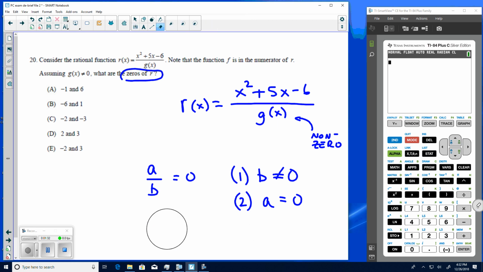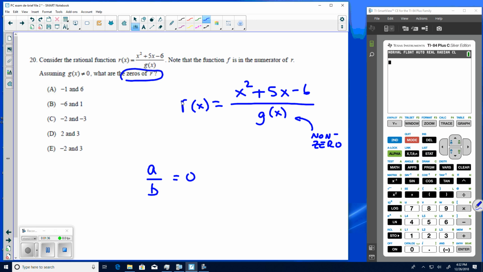So sure enough, once you understand how fractions work or how rational expressions work, assuming g is not 0, what are the zeros of r? What's the zeros of this whole thing? The zeros of r would be the same as the zeros of the polynomial x squared plus 5x minus 6. And what are the zeros of that? Well, again, zeros are the numbers that make this equal to 0. So now we're back to solving this equation again. x squared plus 5x minus 6 is equal to 0.